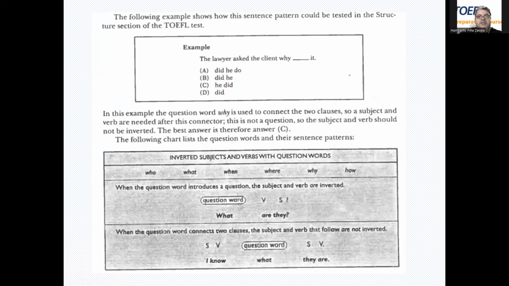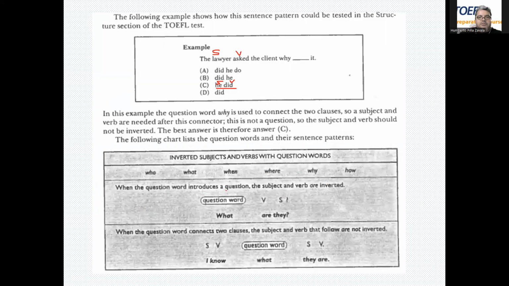The lawyer asked the client why he did it, right? The subject, verb, why, subject, and verb. So I asked the client why he did it. Okay. So the following chart lists the question words and their sentence patterns: who, what, when, where, why, and how.